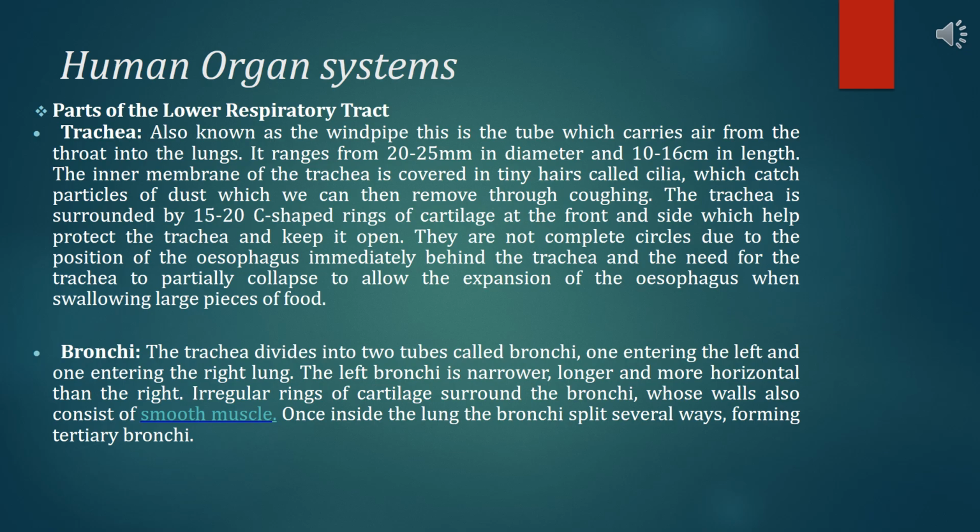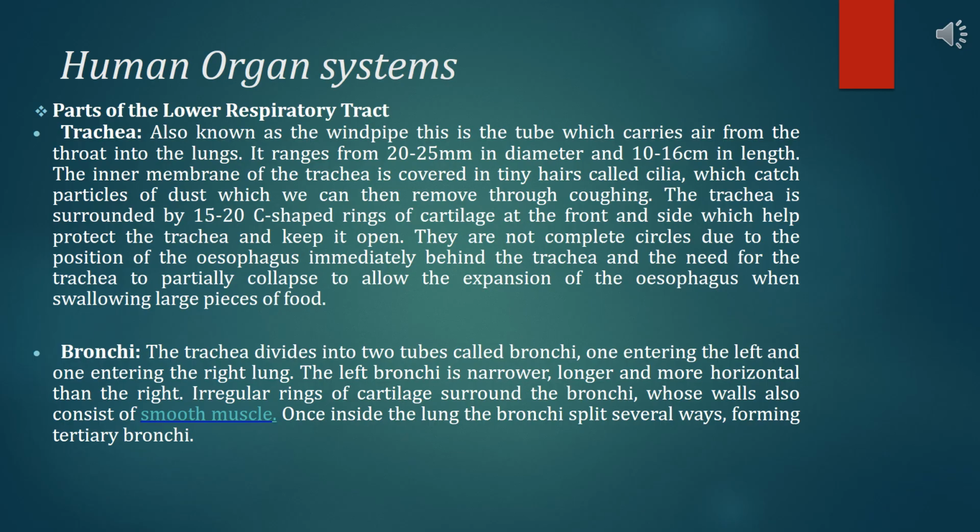Parts of the lower respiratory tract. Trachea, also known as the windpipe, is the tube which carries air from the throat into the lungs. It ranges from 20-25 mm in diameter and 10-16 cm in length. The inner membrane of the trachea is covered in tiny hairs called cilia, which catch particles of dust, which we can then remove through coughing.